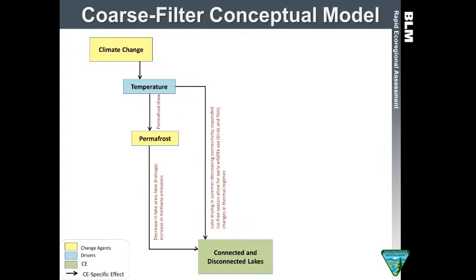Describe some of the potential impacts of these change agents and drivers on the conservation element. From the conceptual model, we did an extensive literature review, and from that literature review we pulled out some of the important climate variables that I want to discuss today, which are temperature and permafrost.